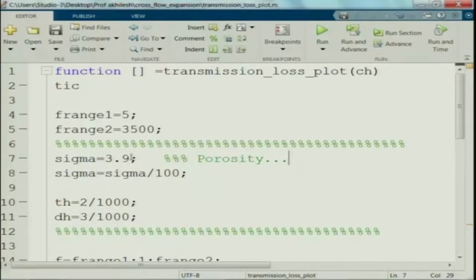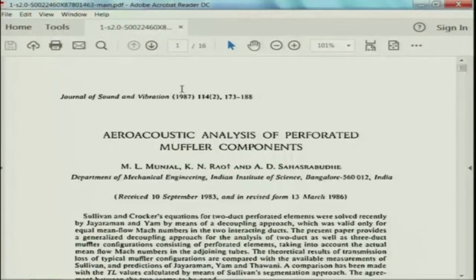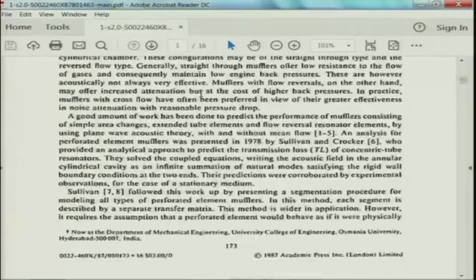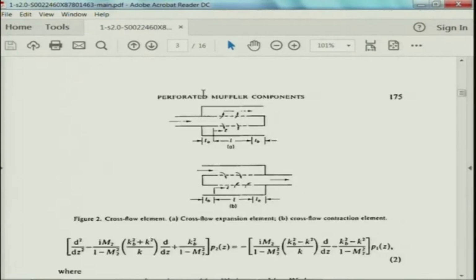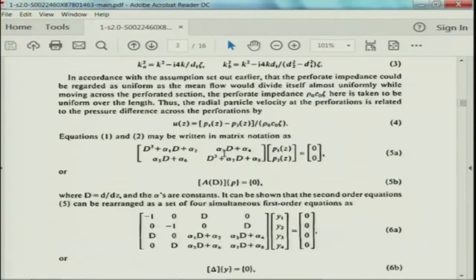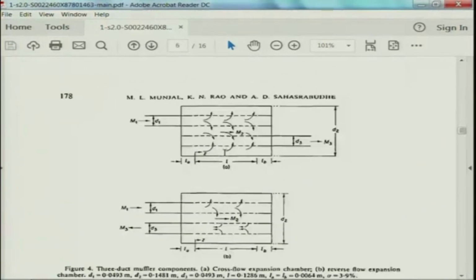This is one example that I took from the paper published a long time back by Munjal, Rao and Sahasrabudhe, a very famous paper on aeroacoustic analysis of perforated components, published in the Journal of Sound and Vibration. These are the parameters that I have taken from there. This is the paper that I was talking about, a well cited, very nice paper. They have analyzed a 2 duct configuration, a 3 duct configuration with cross flow elements like this one or the grazing flow element like this one, and a plug muffler. We will do all this in today's class, but let's first analyze this one.